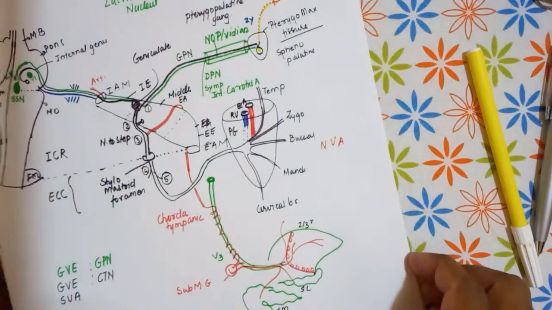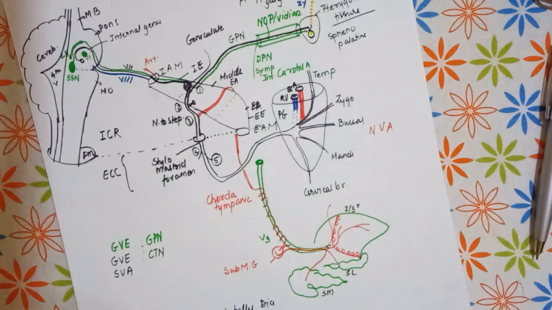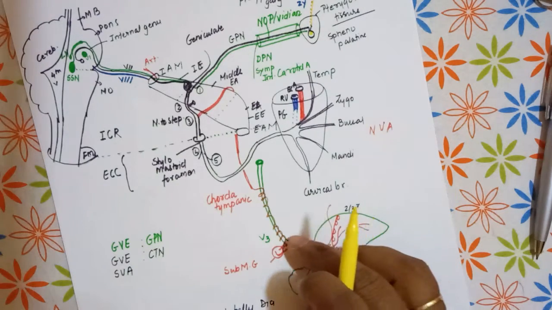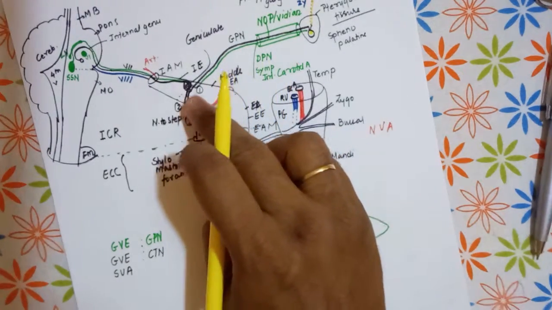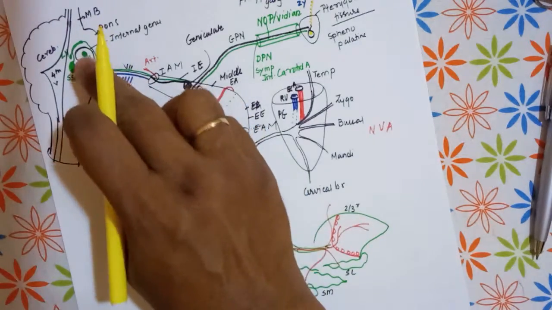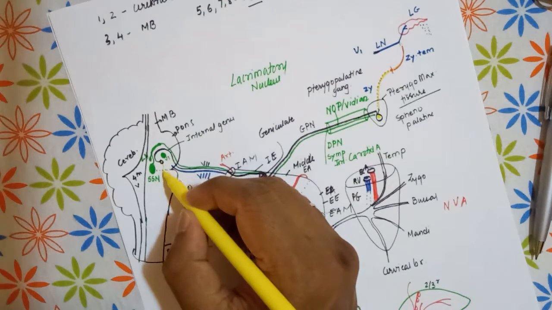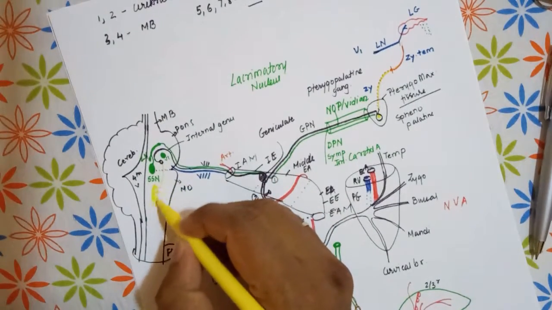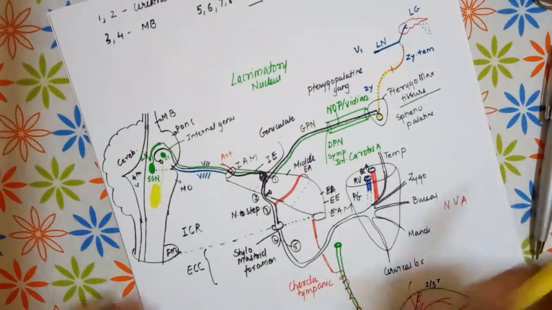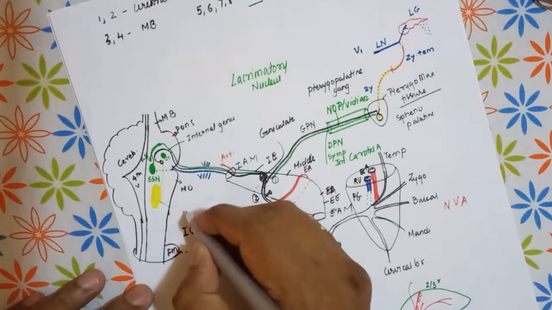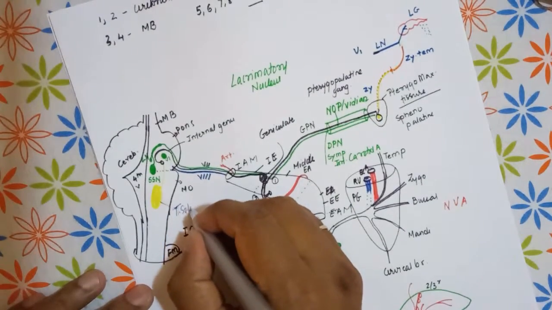Now the taste fiber from the anterior two-thirds of the tongue is carried by the chorda tympani nerve. The chorda tympani nerve will take the fibers through the geniculate ganglion to the nucleus of the facial nerve. From here, the fibers are relayed to a structure called tractus solitarius. So this is, say, the nucleus for the tractus solitarius.